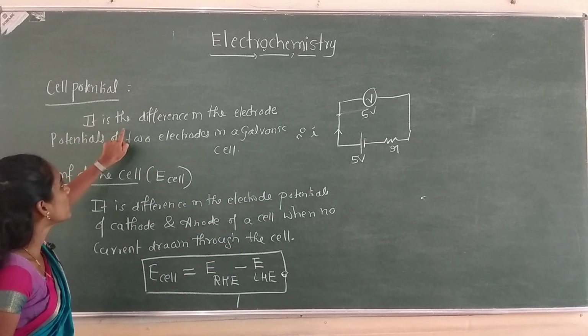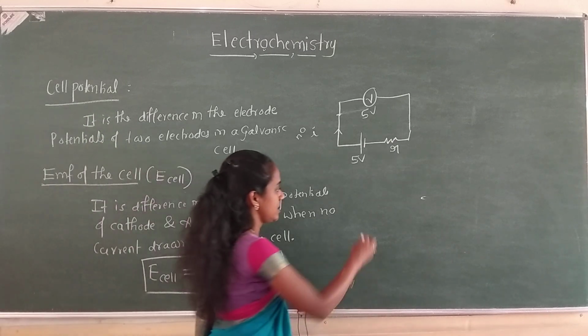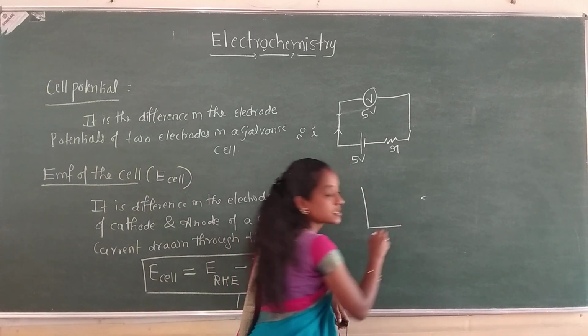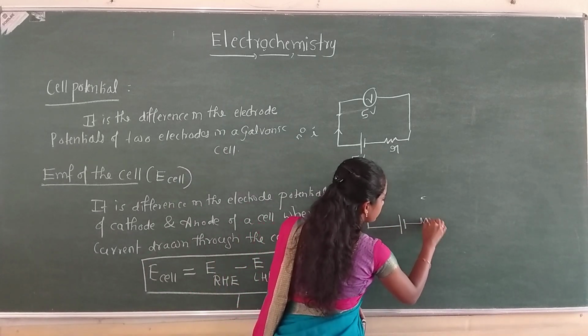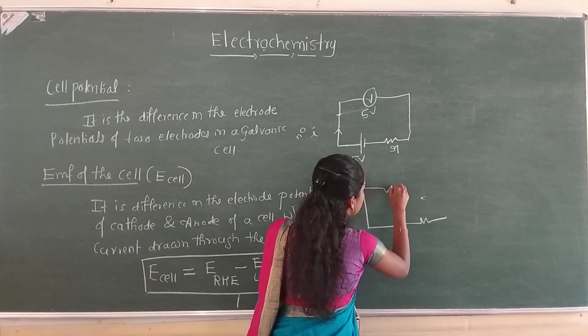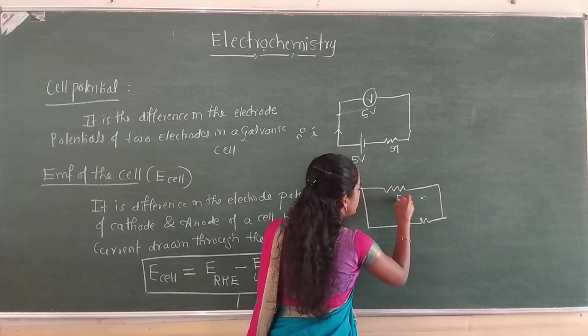Whereas cell potential means if you connect some load across the cell. So let us consider it like this. I'll connect a load here with a resistance R.